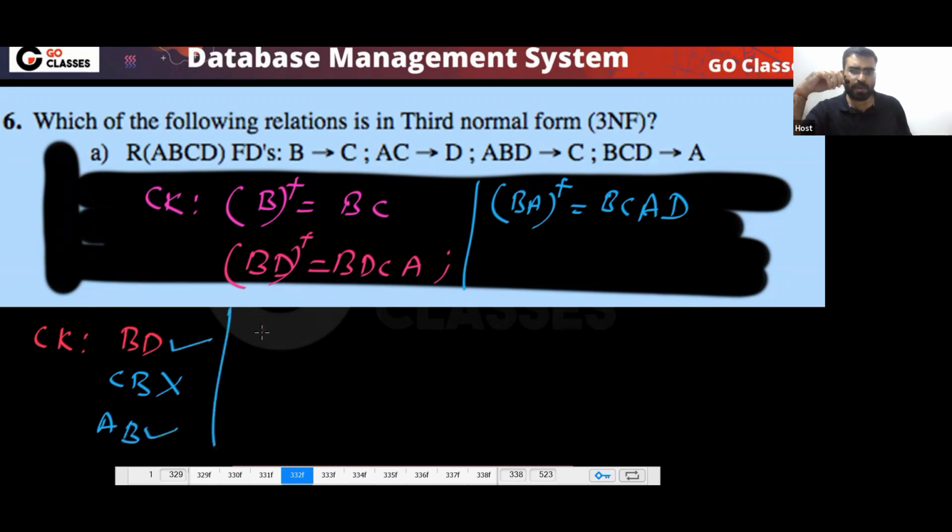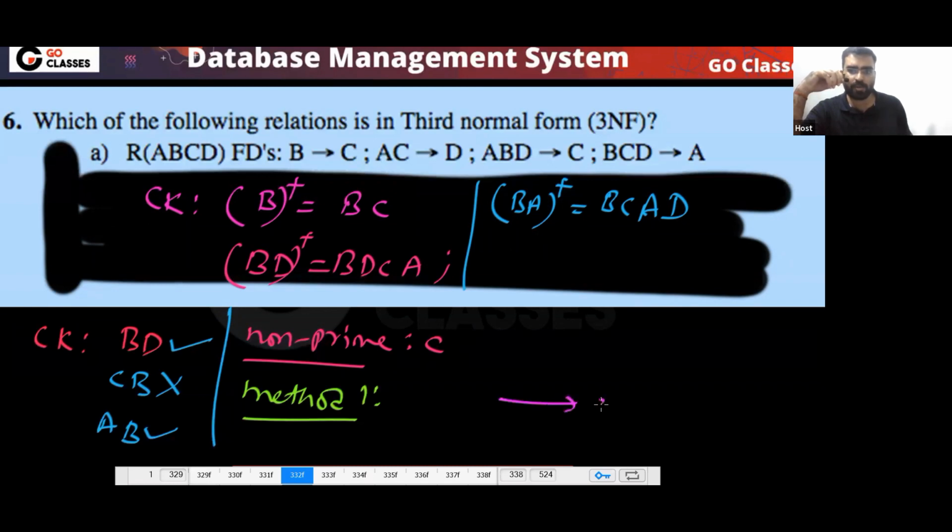Anyway, what is the non-prime attribute? Tell me. So the non-prime attribute is C. C is the only non-prime attribute. Now you tell me, what is method 1? Is this in 3NF? Just check.